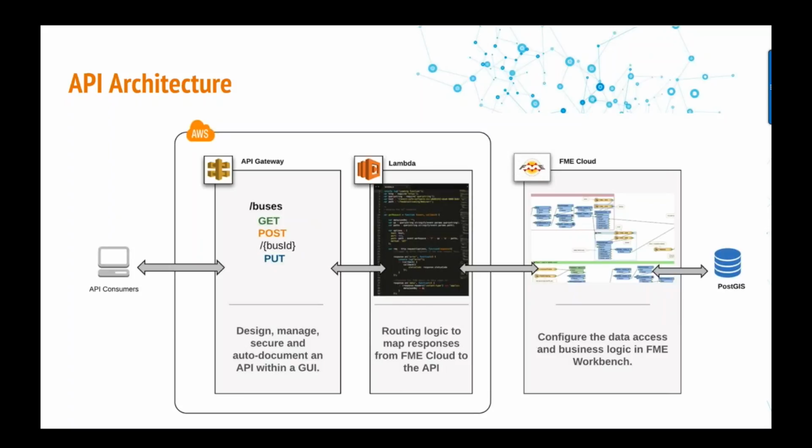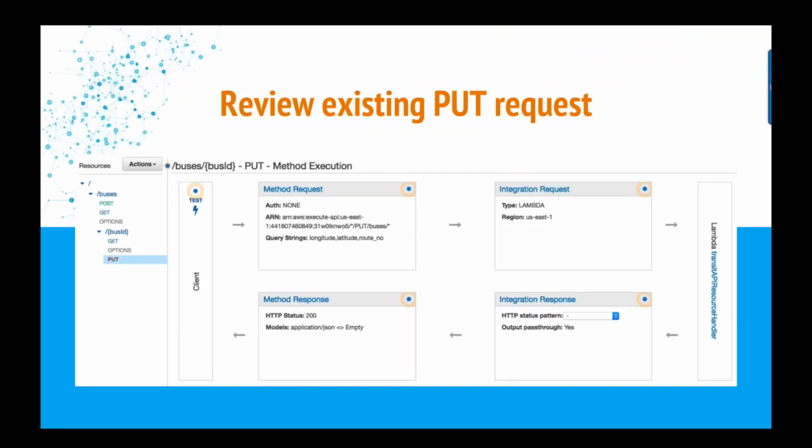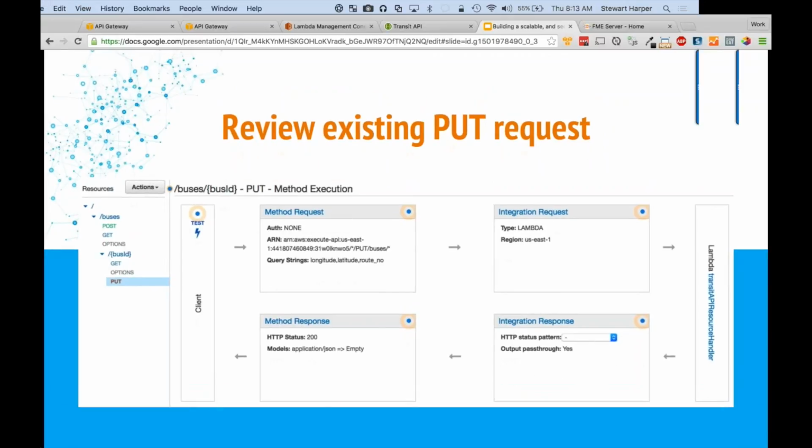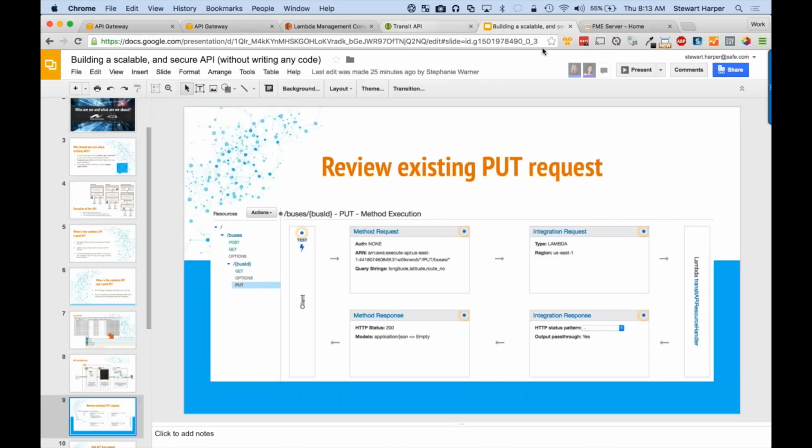Absolutely. Okay, so now let's dive in. What I want to do is talk about an existing request that I've already created and walk you from the front, from the dock, all the way to the back and then back to the front again. And then we're going to create an API call after that. So let's just go in here.